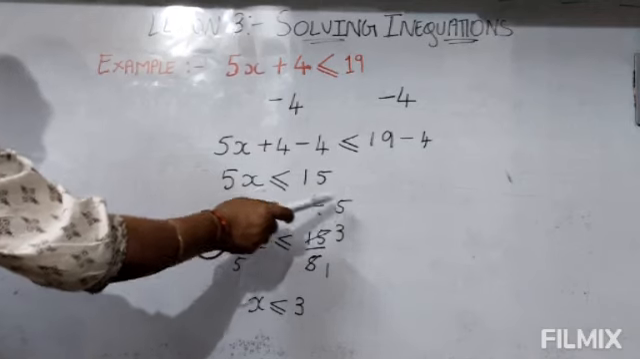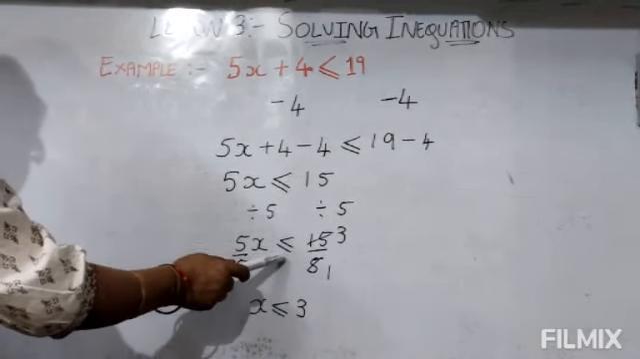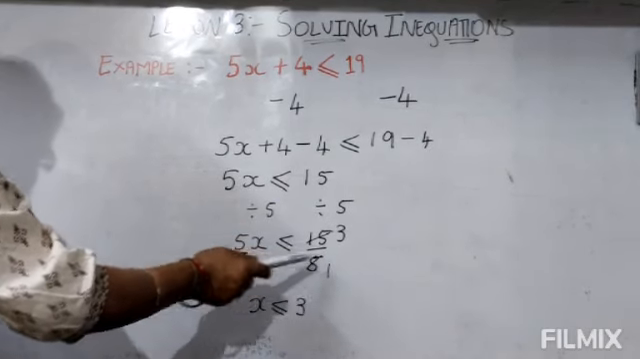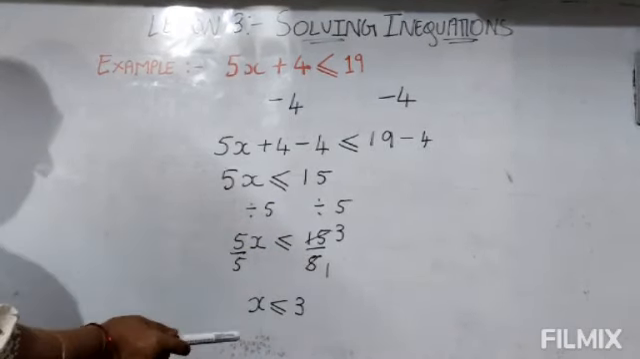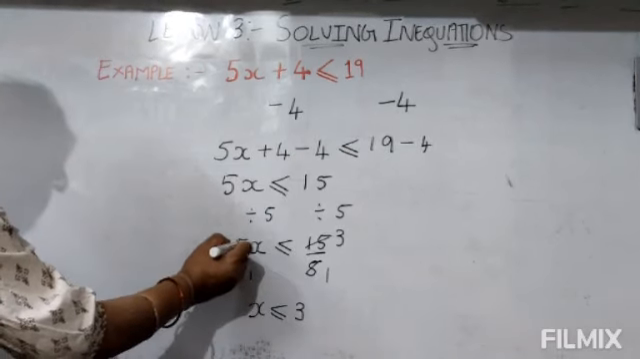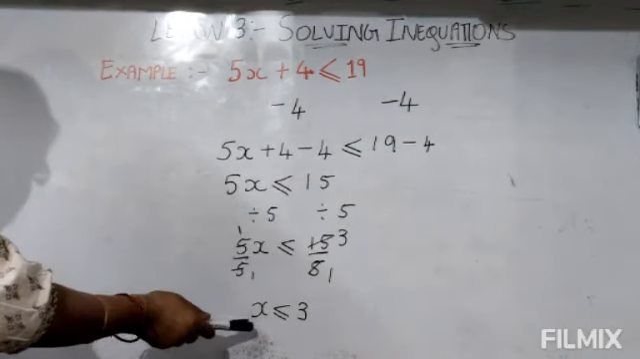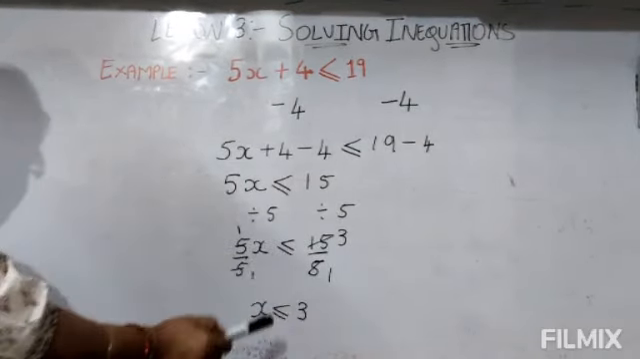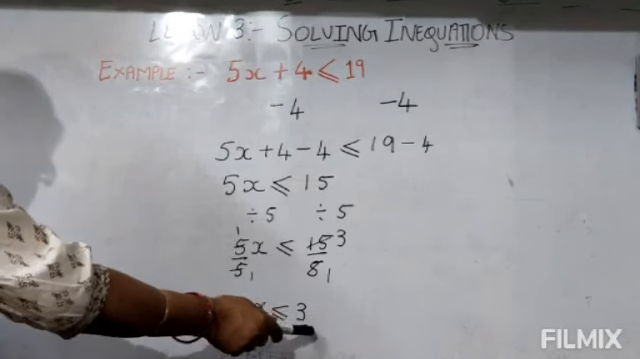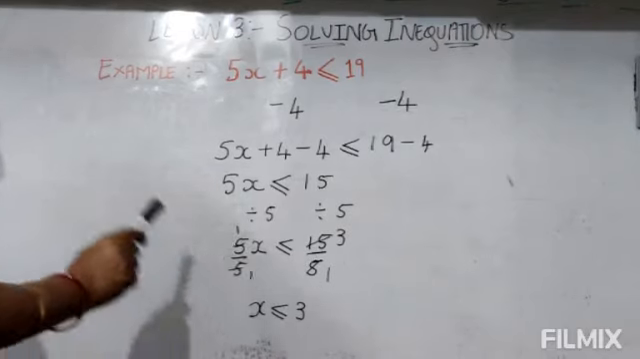Divide by 5. That is 5x by 5 is less than or equal to 15 by 5. 5 ones are 5. Therefore, 1 into x is x. 5 threes are 15. x is less than or equal to 3. Hence, the inequation problem is solved.